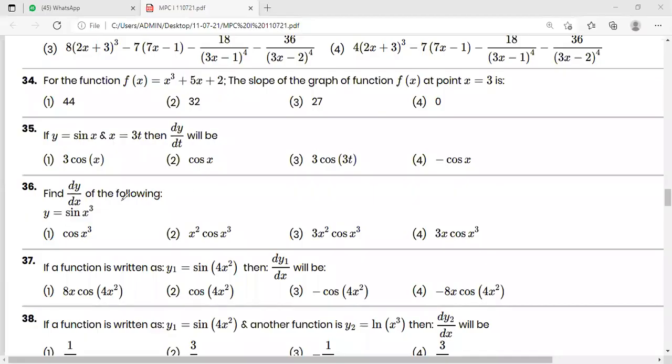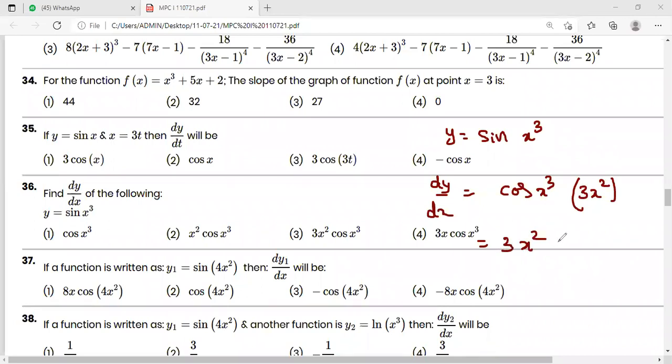Question number 36. dy by dx you have to calculate for y equal to sin x cube. Okay, y is given as sin x cube. Simply x is there, no problem. Sin x derivative will be cos x. But x cube is given, then the derivative for sin function is cos of the same function into the derivative of the inside function. What is the derivative for x cube? 3x square. So we can write the answer here as 3x square cos x cube. That is the derivative for the given function.